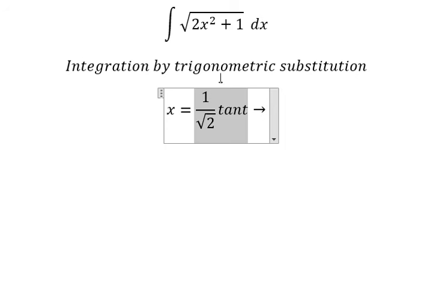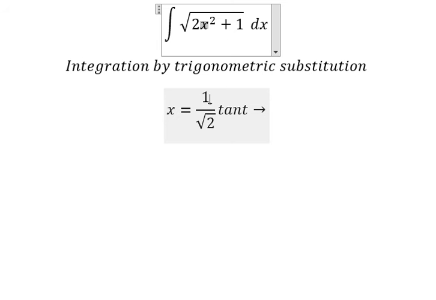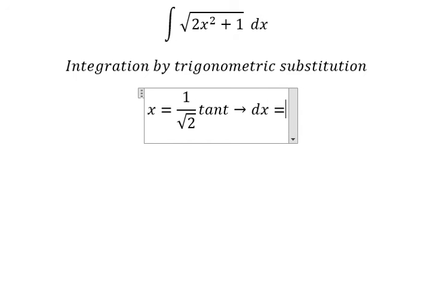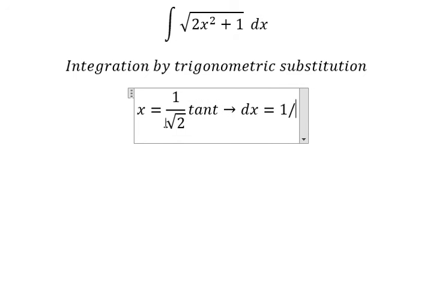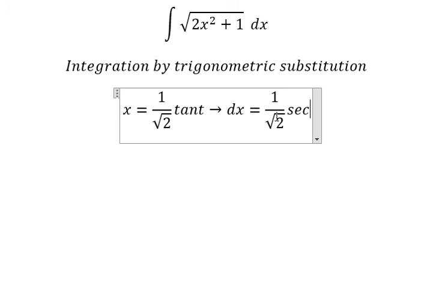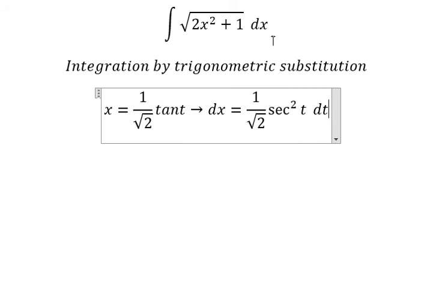because if I put this one in here, you get 1 over 2 tan t squared. Number 2, we simplify: tan t squared plus 1 we change to secant of t squared, and later we simplify by the square root. So we have 1 over the square root of 2 secant of t squared dt.